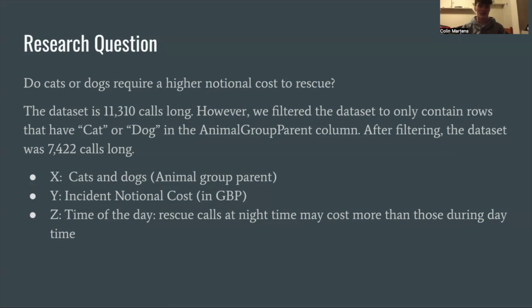7,422 calls long. Our X variable, which is the variable we will manipulate, is cats and dogs in the animal group parent column. Our Y variable, which is the outcome variable, is the incident notional cost in GBP. Our Z variable, which is a confounding variable, is the time of day the incident occurred. So whether rescue calls at night time may cost more than those during daytime.